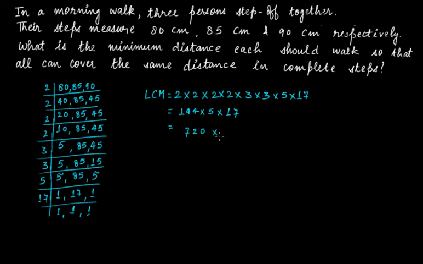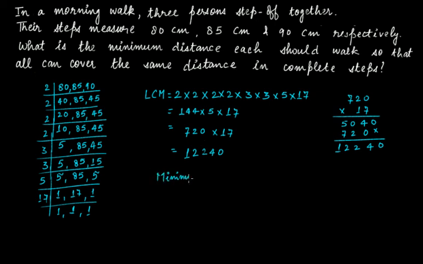This will be 720 times 17, and 720 times 17 will be 12,240. Therefore the minimum distance, I hope that's right, the minimum distance is 12,240 centimeter.